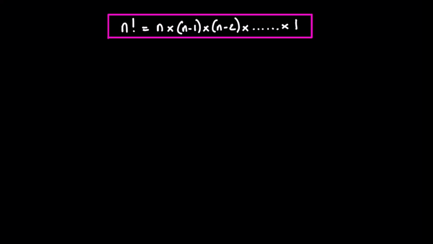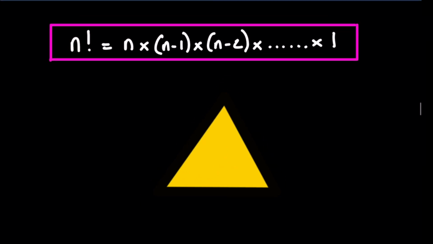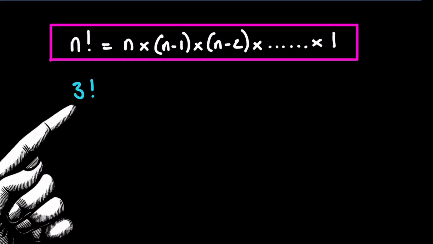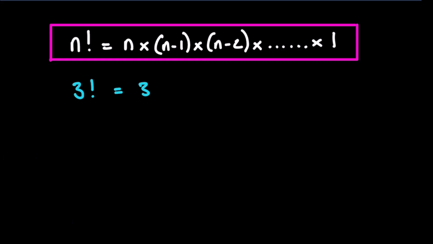So factorials can be represented using this exclamation mark. And what we do is if we wrote something like 3 factorial, then we start with 3 and we multiply every previous integer together down to 1. Now, that would obviously equal 6, and that would be 3 factorial.